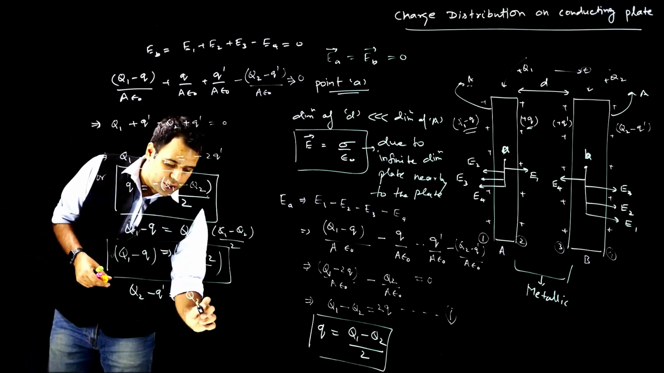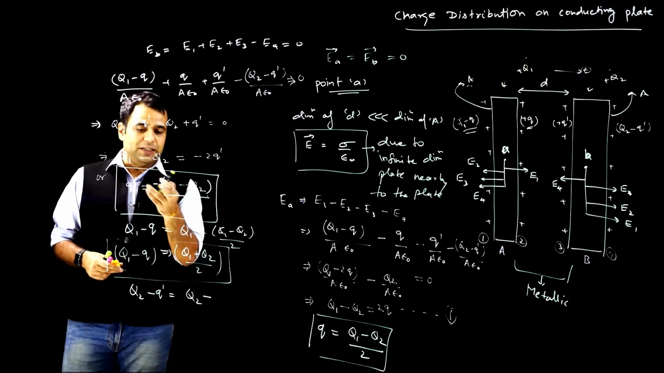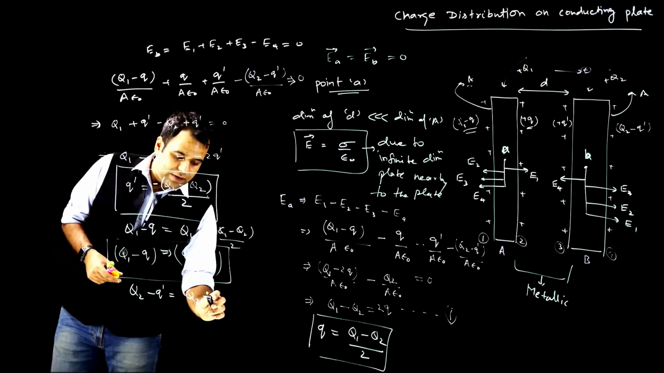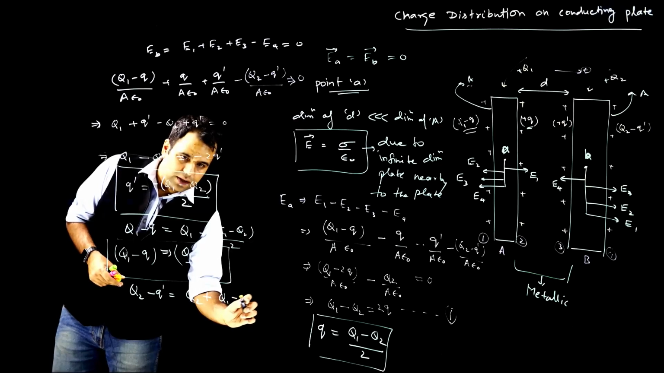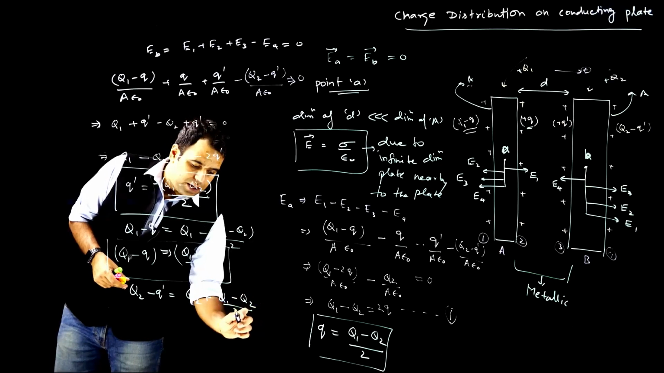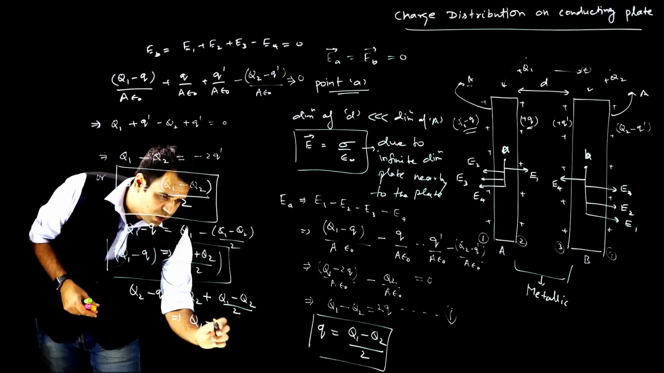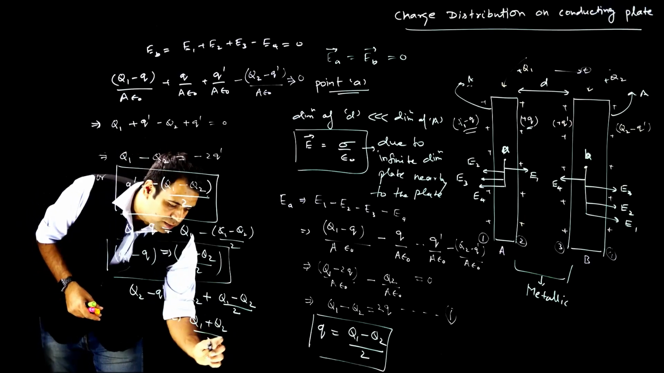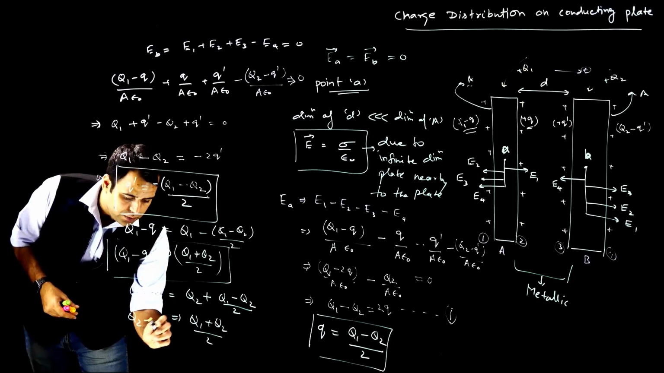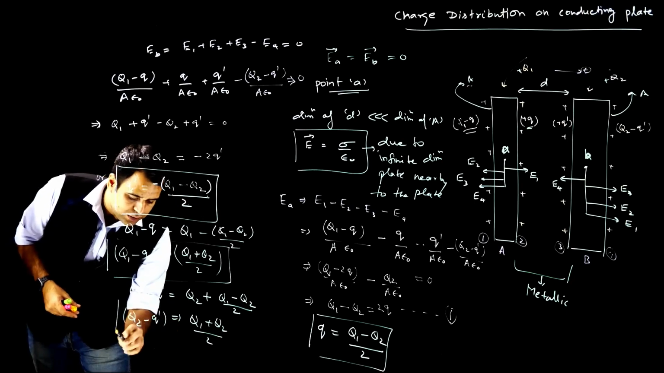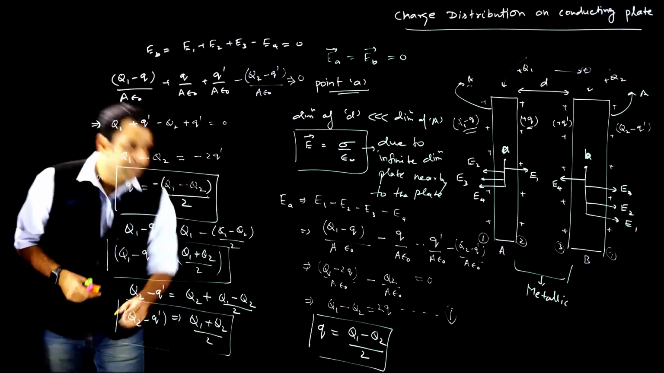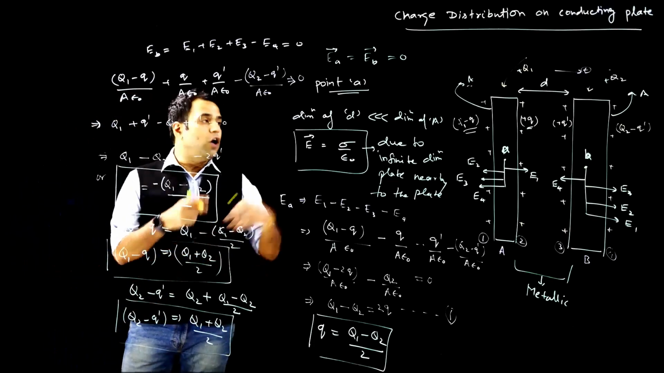So q2, if you do subtraction, there is this negative already there, so it will be positive (q1 minus q2) upon 2, and that value you will get is (q1 plus q2) by 2. That's your q2 minus q dash. So this is the charge on plate 4. Okay, so we have got the charge on all 4 plates.